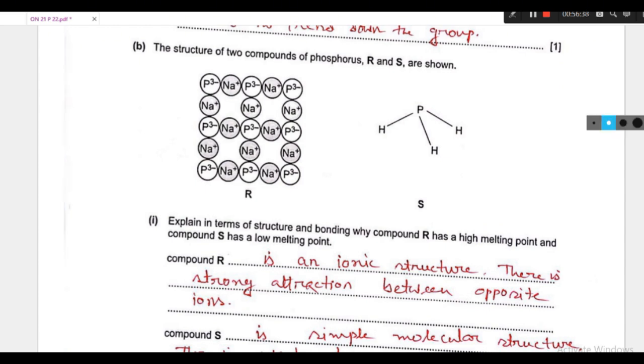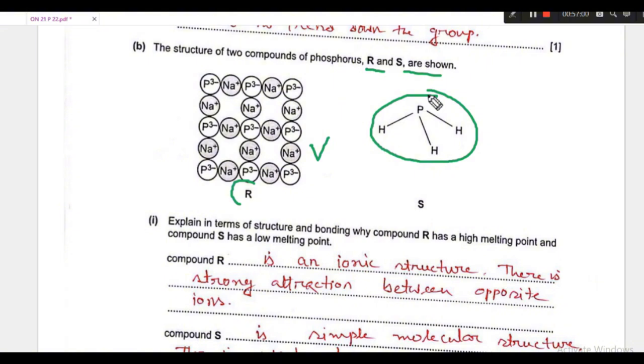Now the structures of two compounds of phosphorus, R and S, are shown. This is R, positive ion, negative ion. This is the ionic compound. This is phosphine, a simple molecule. Now the question is asking you, explain in terms of structure and bonding why compound R has a high melting point and compound S has a low melting point.